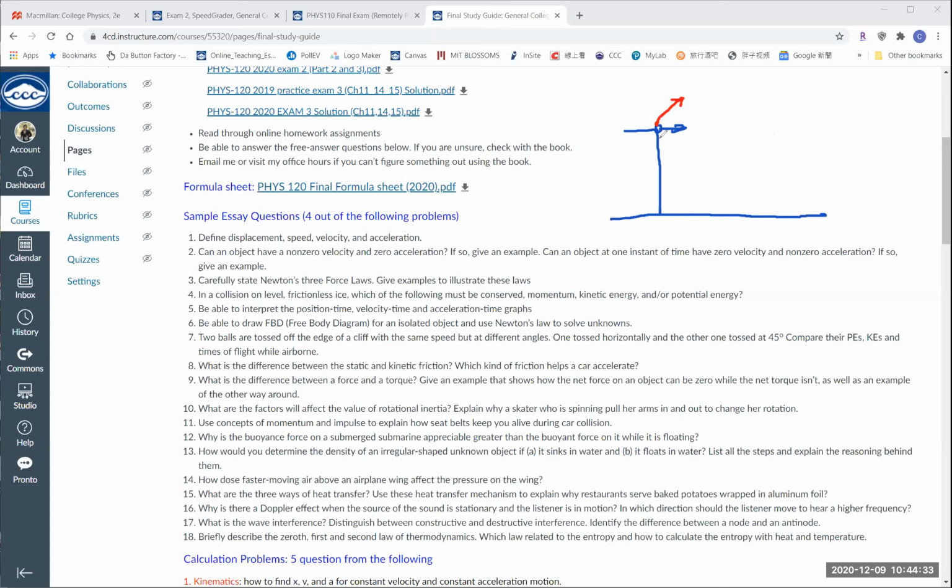So if we start with the potential energy, do they have the same potential energy? And how do we define potential energy? Potential energy depends on the height. These two start at the same height, so they will have the same potential energy at the very beginning. So over here, your potential energy is the same.